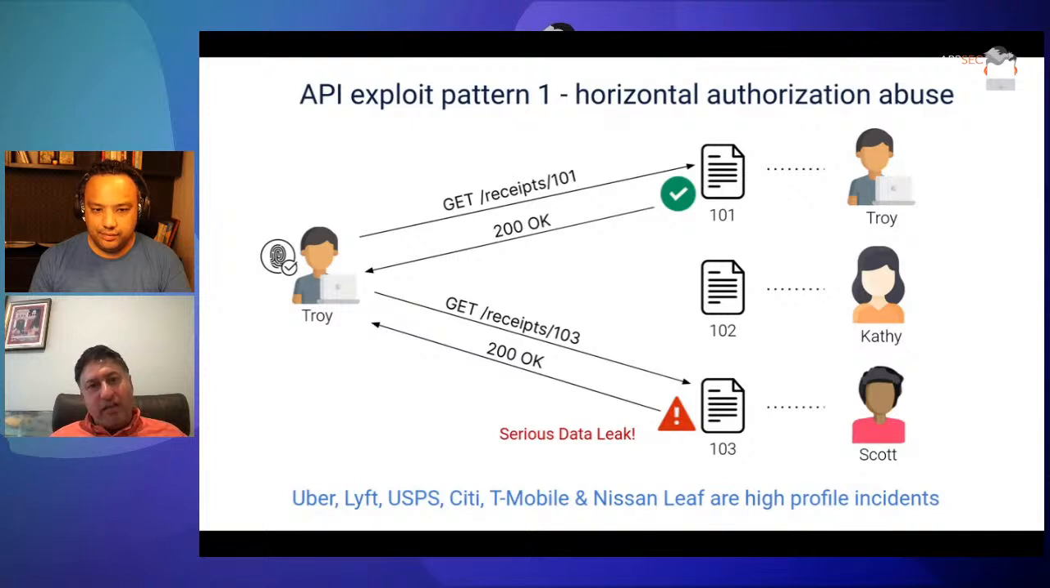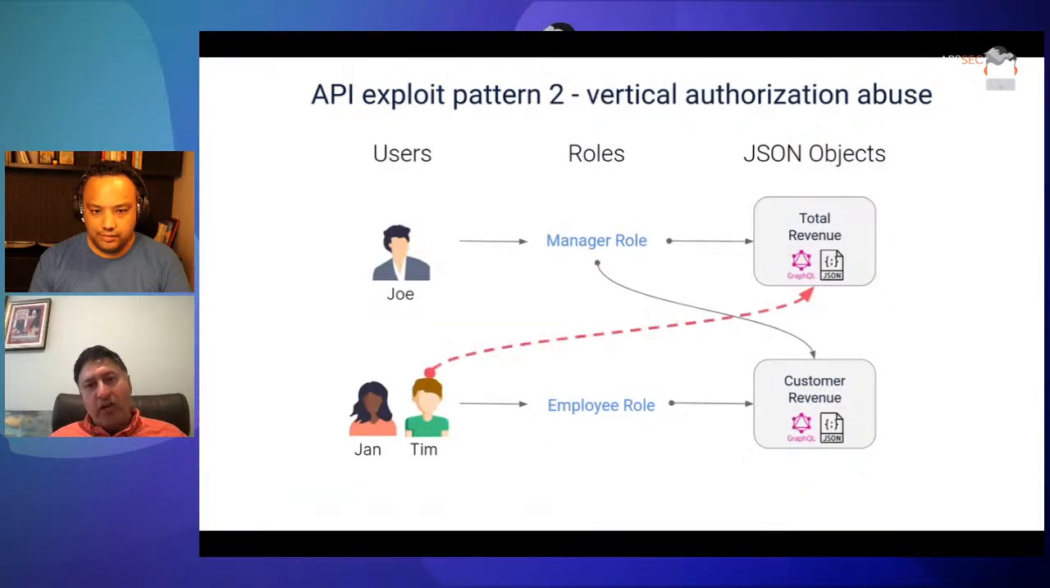We see other patterns as well. There's another pattern called vertical authorization abuse. And in security parlance, some people call this just privilege escalation, where you have roles or OAuth scopes for APIs. And what is a role or a scope? It's nothing but, hey, what kind of API can you access, and what information can you access from that API? That's what a role or scope controls.